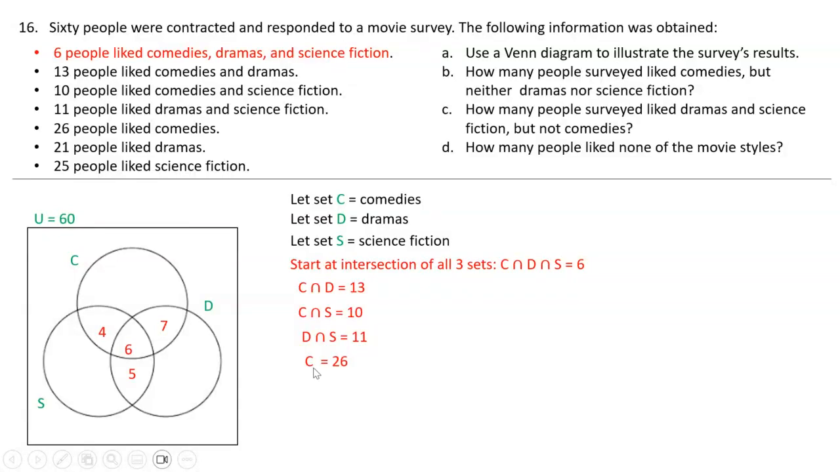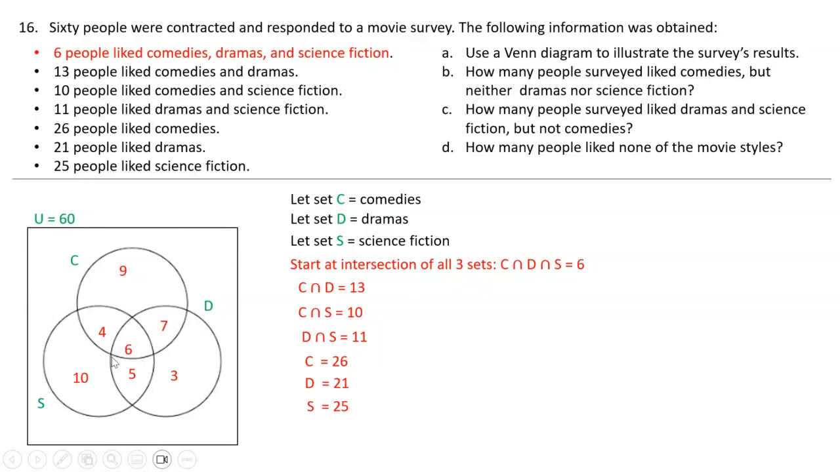Now we go to the set C. All of this has to be 26. So 4 plus 6 is 10, plus 7 is 17, so this has to be 9. Dramas is 21, so the total for dramas is 21. I got 13, and 5 is 18, so this must equal 3. Then finally, 25 people like science fiction. Science fiction is this set here, so all of this has to be 25. We got 4, 6, and 5, which is 15. So 25 minus 15 gives us 10 right there.